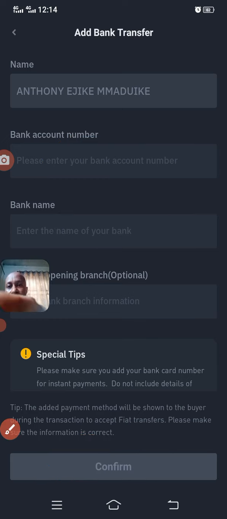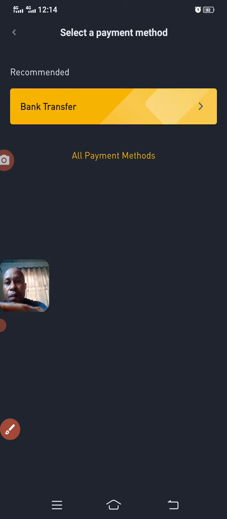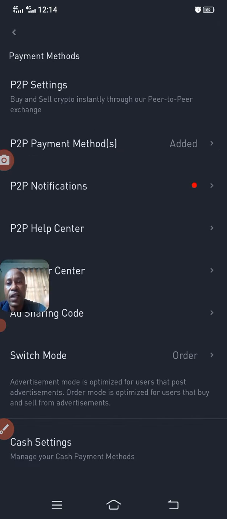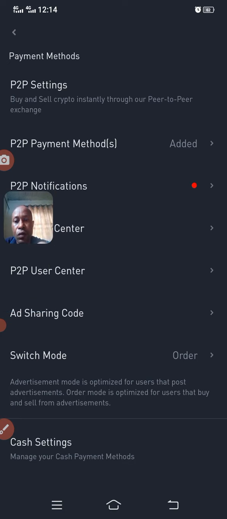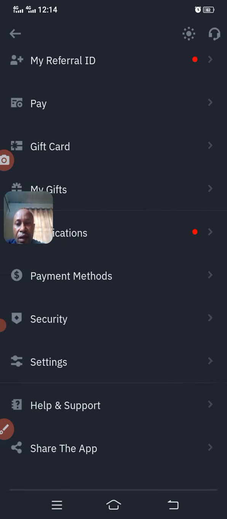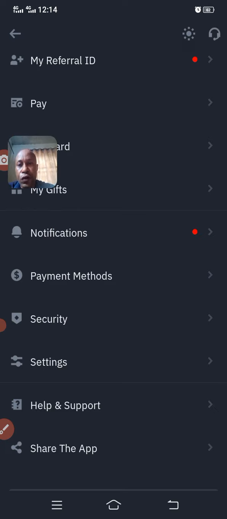So moving forward, you need to go back to check other things that you can do with the Binance app. We have concluded on payment method. So we have to go back and check if you have not added security, because for you to do anything in Binance you must add your security. Then you have to click on security.